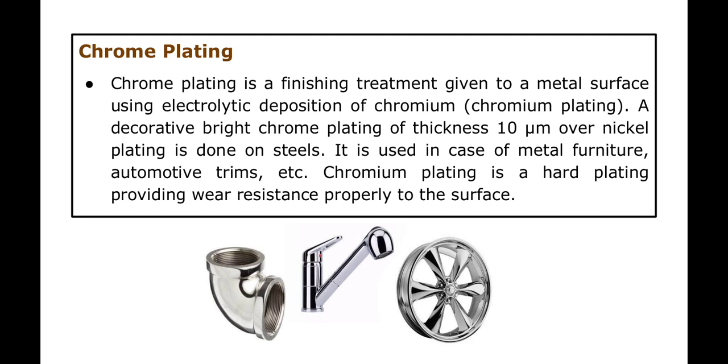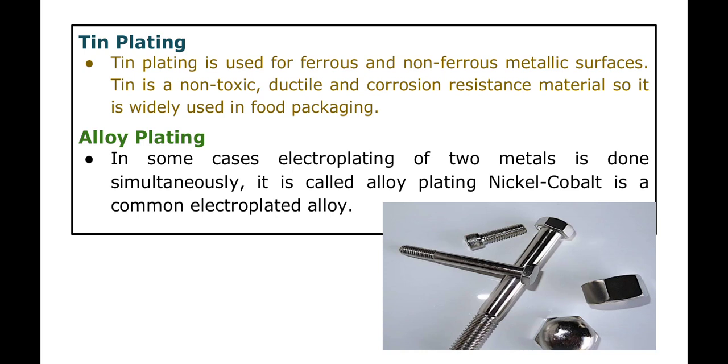Chromium plating is a hard plating which provides wear resistance properties to the surface. Here I have shown some examples of chrome plating. Then tin plating. Tin plating is used for ferrous and non-ferrous metallic surfaces, and tin is a non-toxic, ductile and corrosion resistant material, so it is widely used in the food packaging industries. Sheet metal coated with tin can be processed further without any damage to its surfaces.